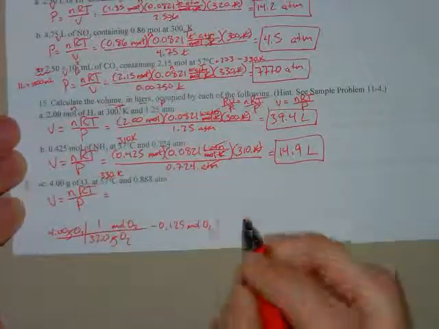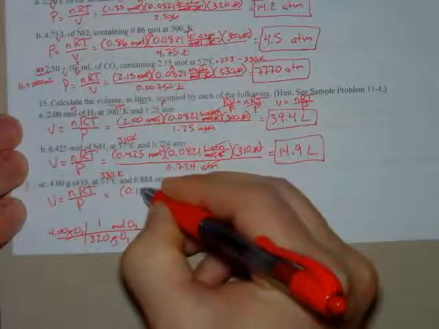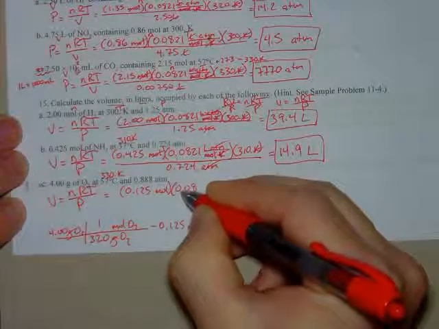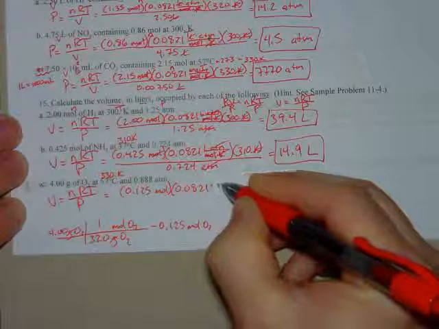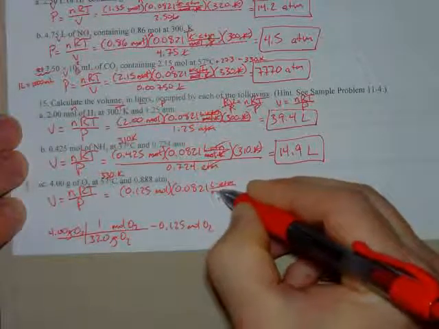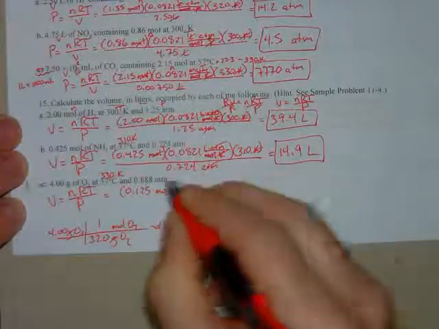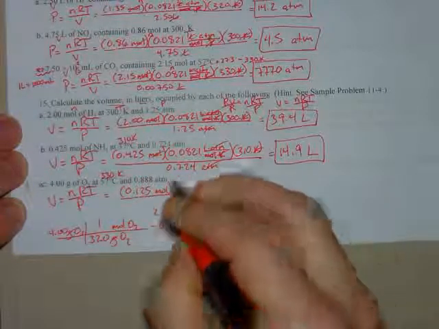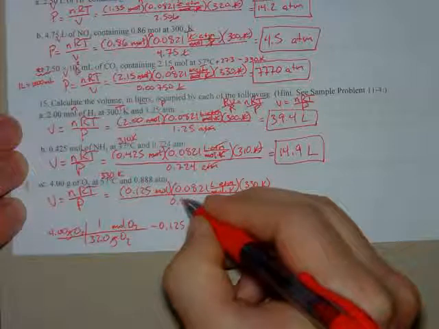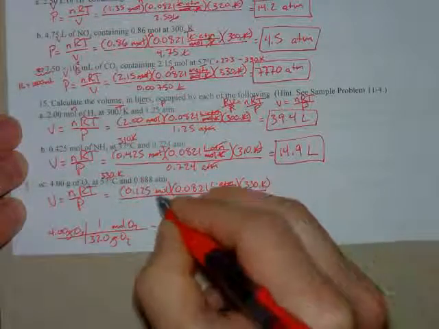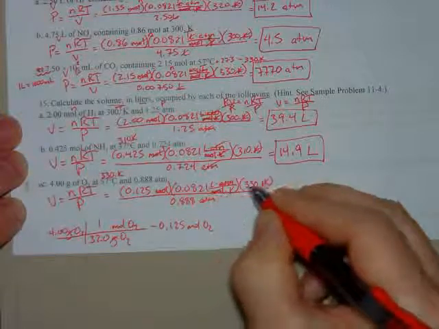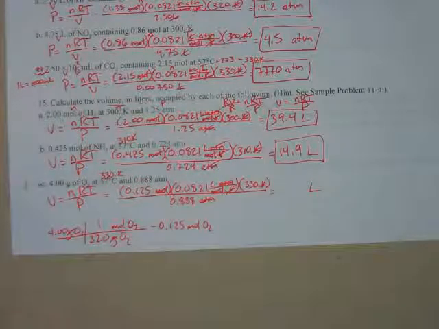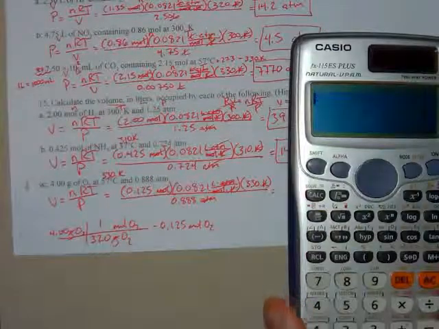nRT over P. So 0.125 moles, still using the 0.0821 liters atmospheres over kelvin mole, and my temperature is 330 K, all over my pressure. Moles cancels with moles, atmospheres with atmospheres, kelvins cancels with kelvins, and so I'm left with only a volume. And I'm ready to calculate and finish up this problem.